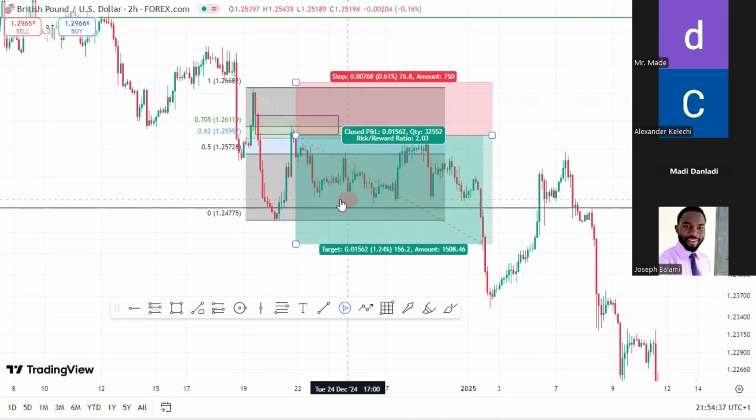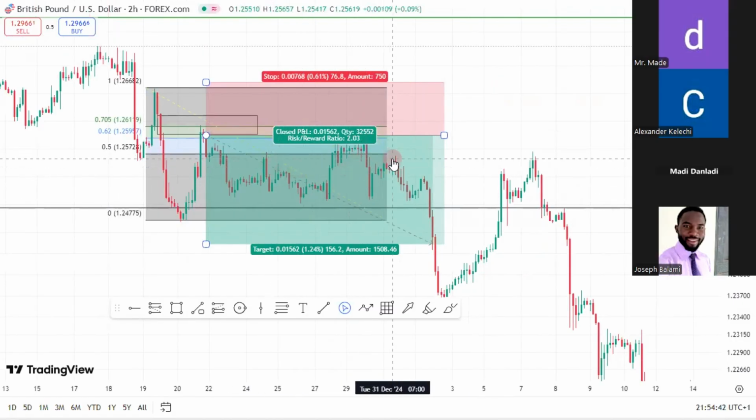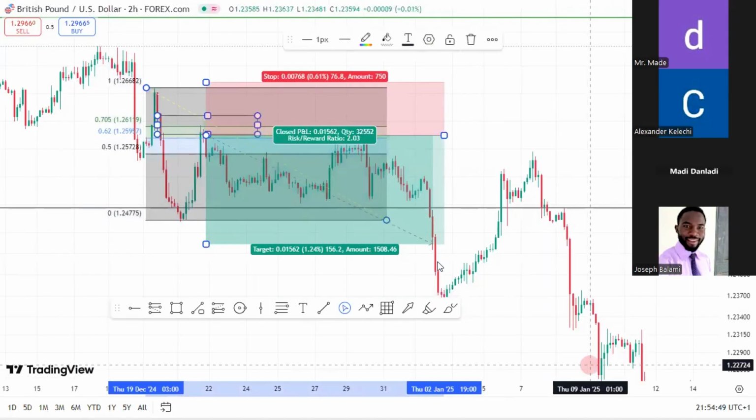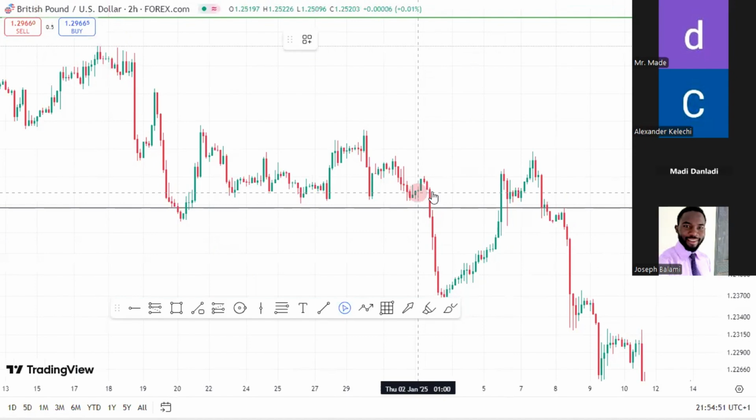So you see, it would have been a very good trade, but it took time, if you're not patient, because each of these candles you are seeing is a 2-hour candle, okay? But you would have gotten your profit. That's the good thing. I can keep on showing you guys examples and examples.